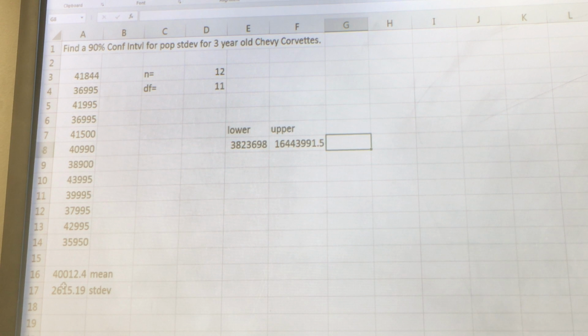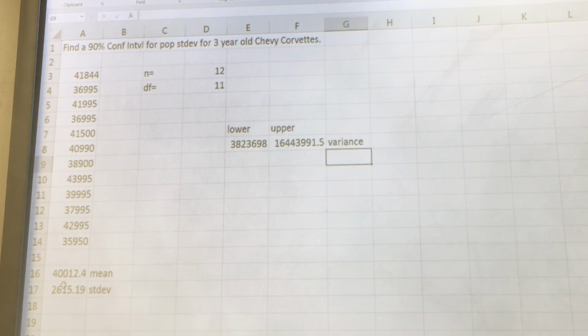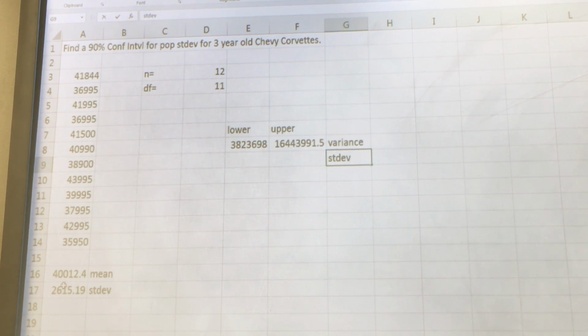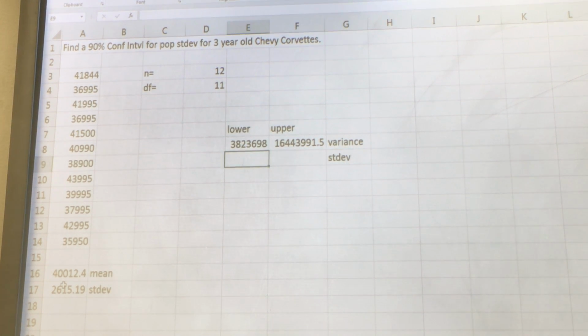This is my confidence interval for the variance. I asked for the standard deviation. What do I need to do? Take the square root of that number and that number.